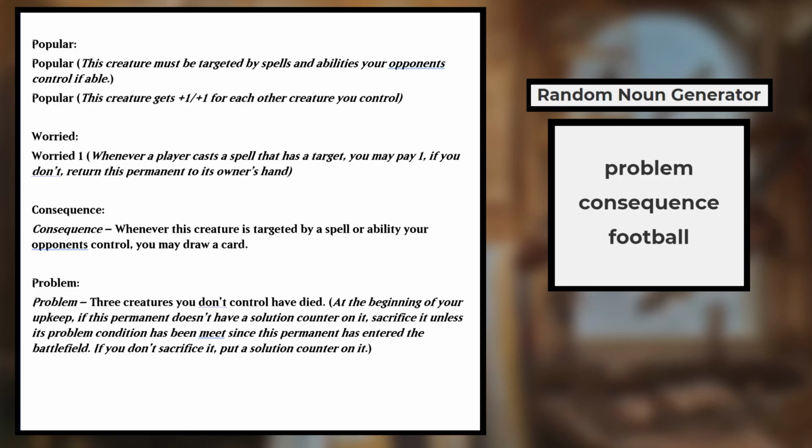At the beginning of your upkeep, if this permanent doesn't have a solution counter on it, sacrifice it unless its problem condition has been met since this permanent has entered the battlefield. If you don't sacrifice it, put a solution counter on it. So it's going to say, hey, do I have a solution counter on me? No. Okay, let's see. Have 3 creatures the player doesn't control died since I've entered the battlefield? Yes. Okay, put a solution counter. No. Okay, sacrifice it. And this could be as simple as to draw 3 cards. So has this person drawn 3 cards since this thing has entered the battlefield?